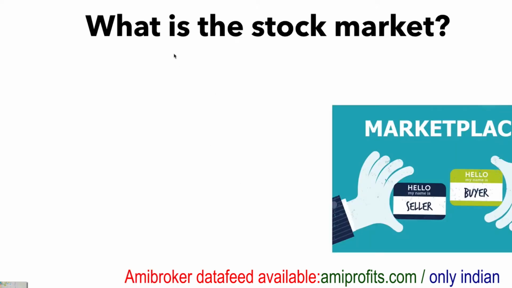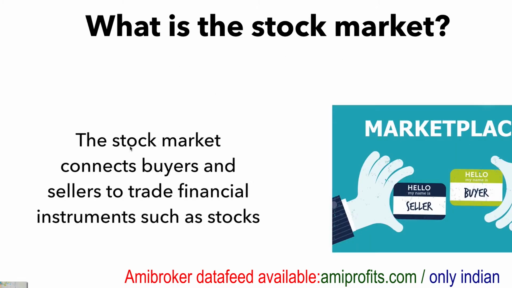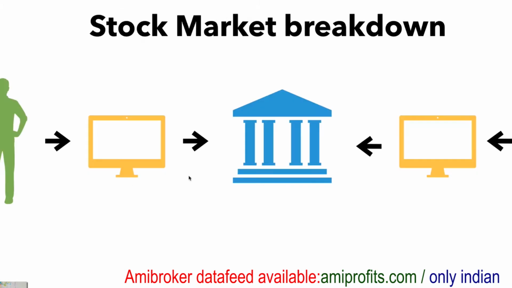Now, first and foremost, what is the stock market? The stock market connects buyers and sellers to trade financial instruments such as stocks, right? So the stock market is basically a middleman for a buyer and a seller. It connects the buyer and the seller to actually make a transaction happen, right? So let's break that down.